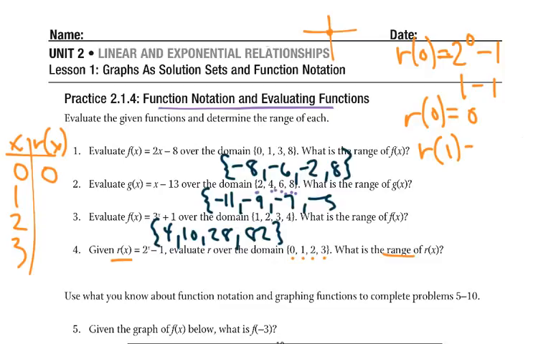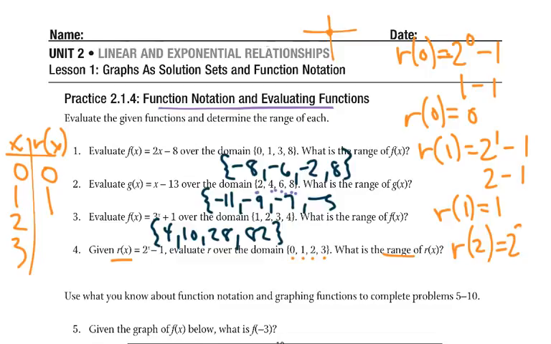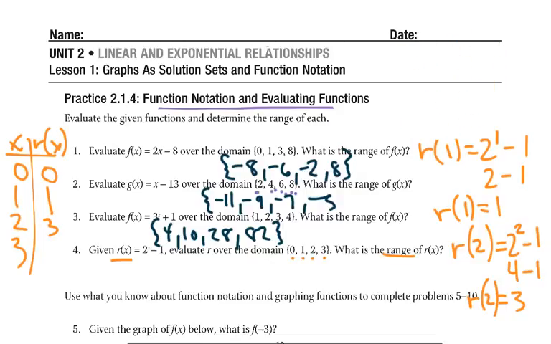Then we do r of 1. Okay, 2 to the first is 2, minus 1 is 1. So r of 1 equals 1. Now you may want to say r of 2 is going to be 2, but let's double check. R of 2 equals 2 squared minus 1. 2 times 2, or 2 squared, is 4. Minus 1 gives us 3. So r of 2 equals 3. So that pattern didn't work, did it? Okay, then we do r of 3. So that would be 2 cubed minus 1. 2 times 2 times 2 is 8. 8 minus 1 is 7. So r of 3 equals 7.